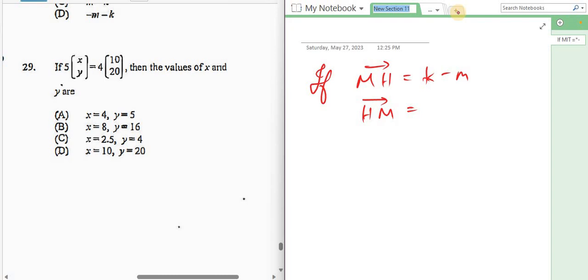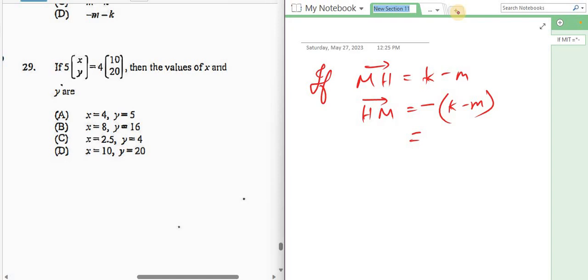Is it k plus m? K plus m? No, not k plus m. It will be the negative of k minus m. Right? It will be the opposite of that. So give me your answer. Go ahead.